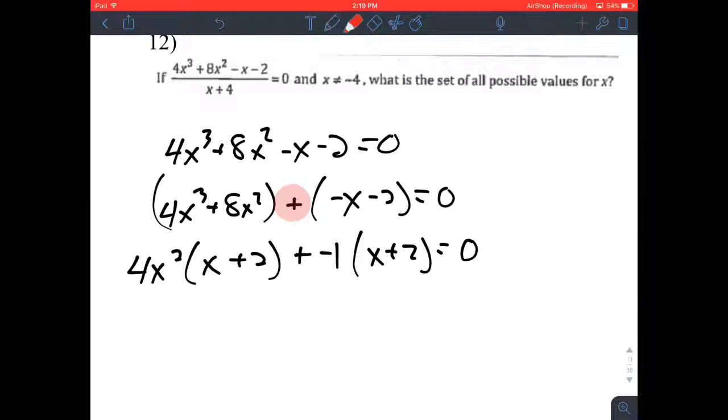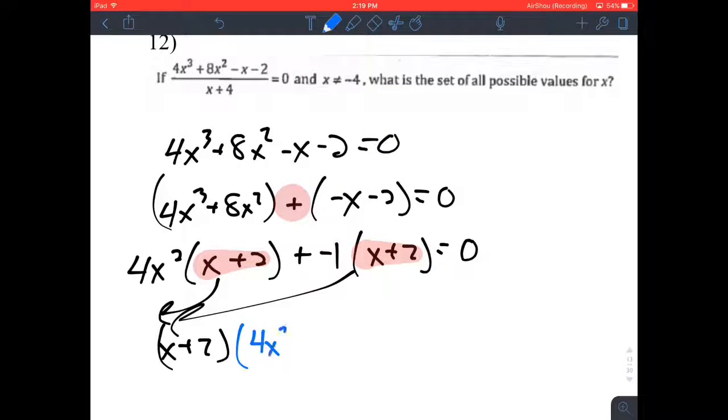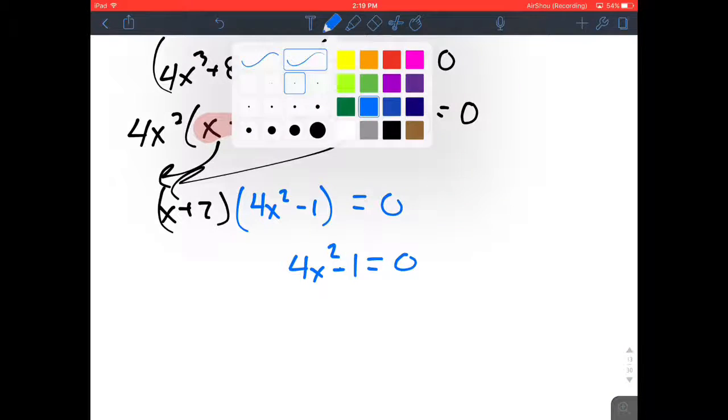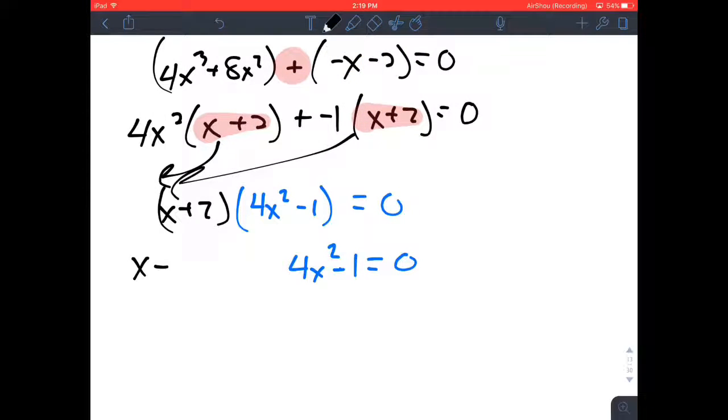If done correctly, your two binomials are going to be the same, so we're going to factor those out to the front, because that's the new GCF, leaving us with 4x squared minus 1. We are then going to set each of these factors equal to 0. We got 4x squared minus 1 equals 0. And we got x plus 2 equals 0.